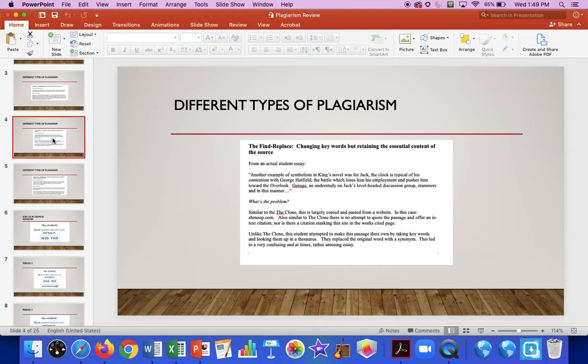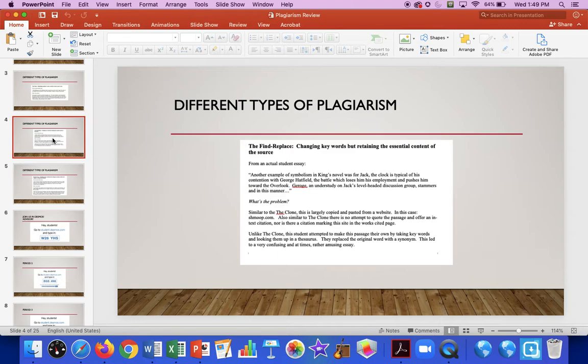All right, so as the teacher in this situation, this is what caught me. This is the part that got me. I was like, an understudy on a level-headed discussion group. What is that? What are they talking about? And the problem is that similar to the clone, this person had copied and pasted a passage into their essay, but instead of honestly paraphrasing it, putting it in their own words and rewriting it so it sounded like them, and including the in-text citation, the and is important there.